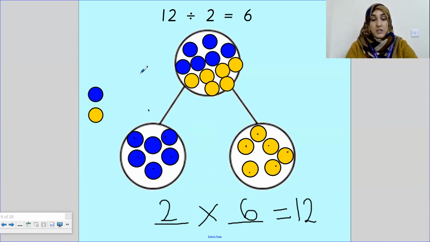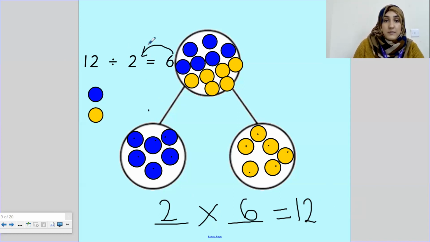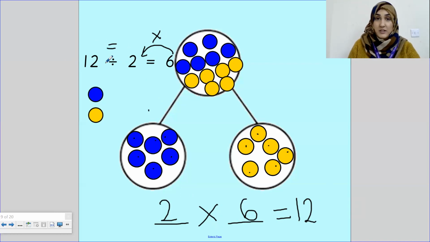Look at this division number sentence at the top. I'm going to tell you something that will blow your mind. It's almost backwards. Can you see that? That's at the front and that's at the end. Then we've got the two in the middle, and then we've got six. So if we multiply six by two, it actually equals 12. So a division number sentence, if you do it backwards, is a multiplication sentence. Keep that in your head while we move on to the next question.